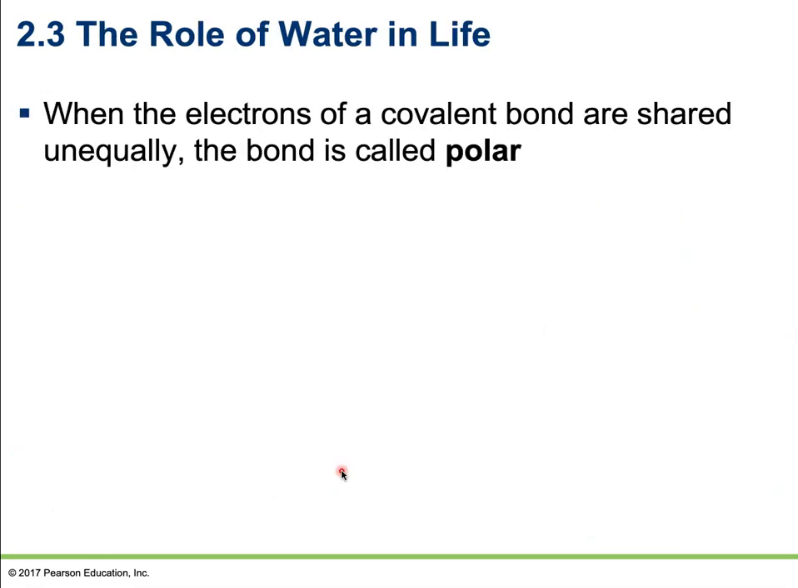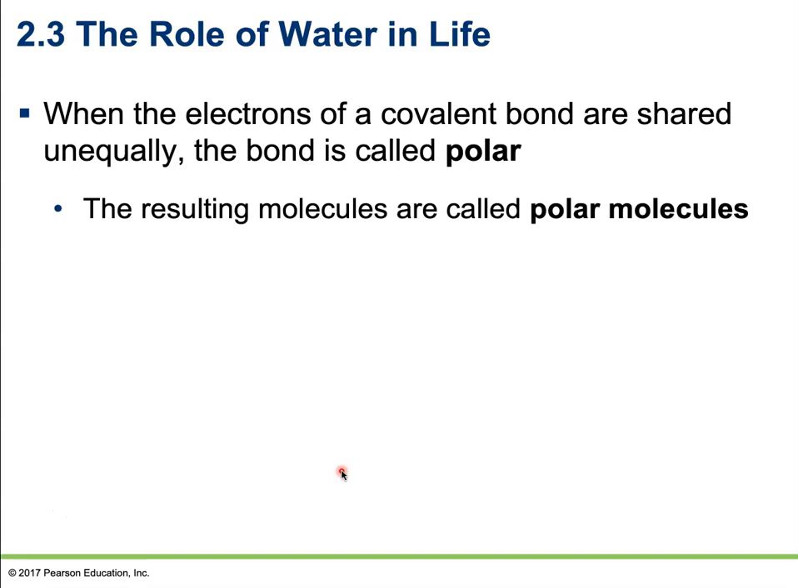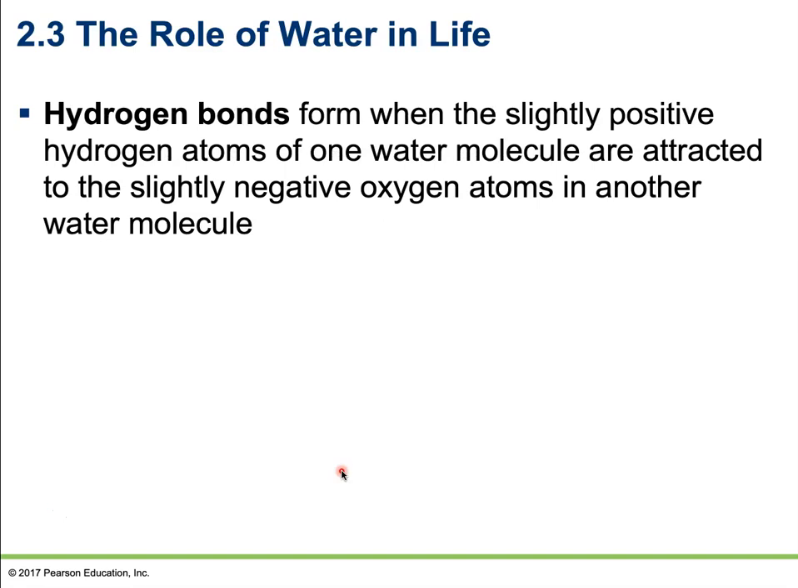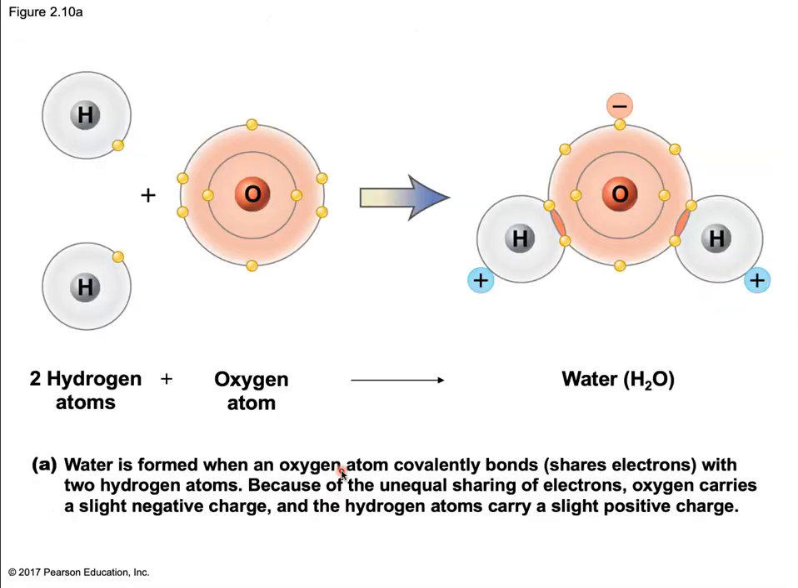So when electrons of a covalent bond are shared unequally, the bond itself is called polar, and the resulting molecules are going to be what's known as polar molecules. And water is a great example of this. We're going to spend a little bit of time looking at water as a polar molecule. So I'm going to skip those hydrogen bonds for just a moment and move ahead to this slide, and then we'll back up. So here's an example of a polar molecule.